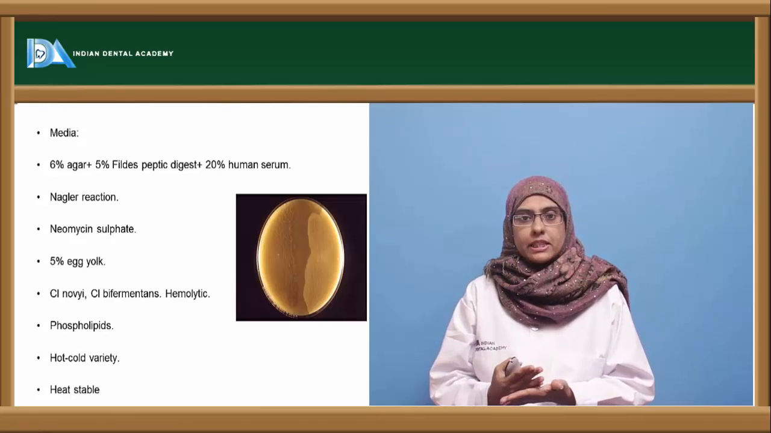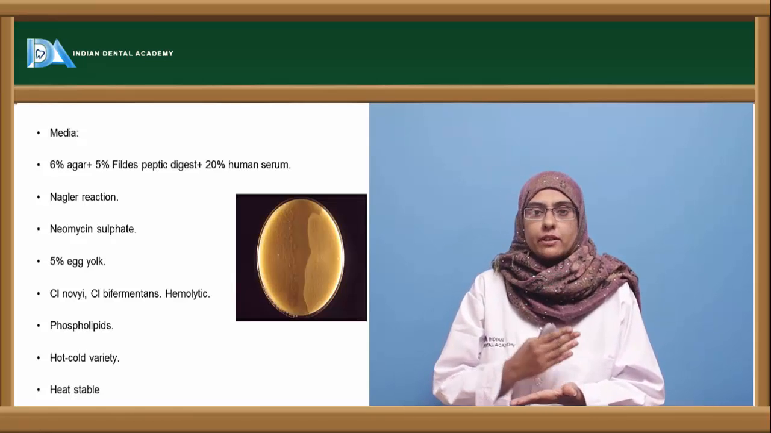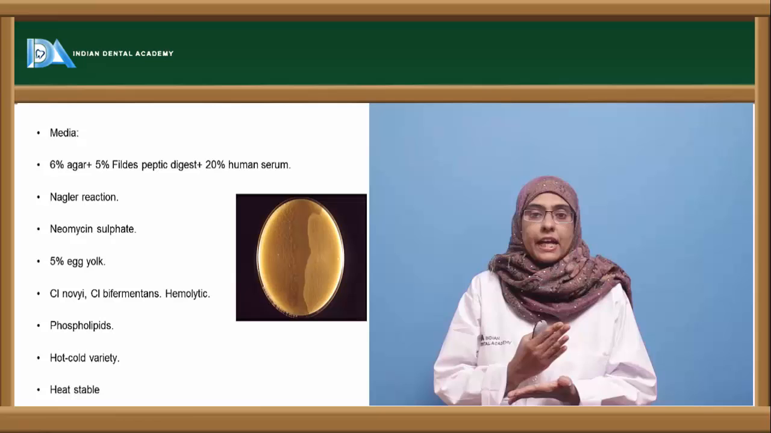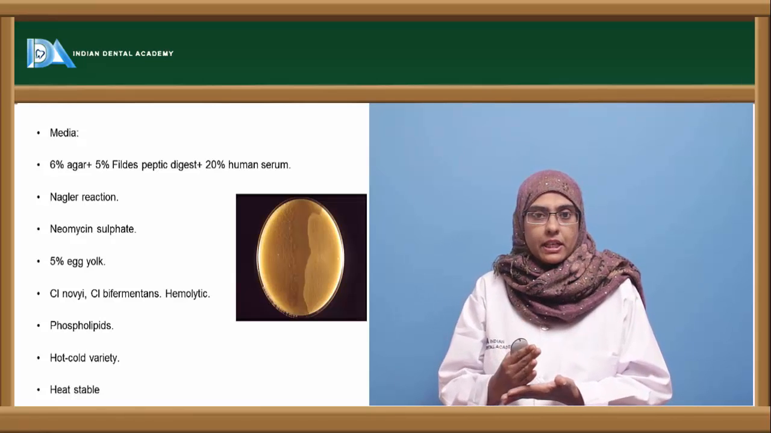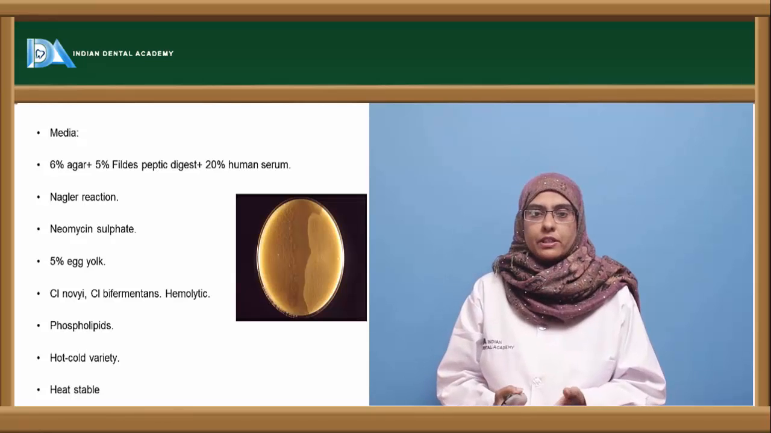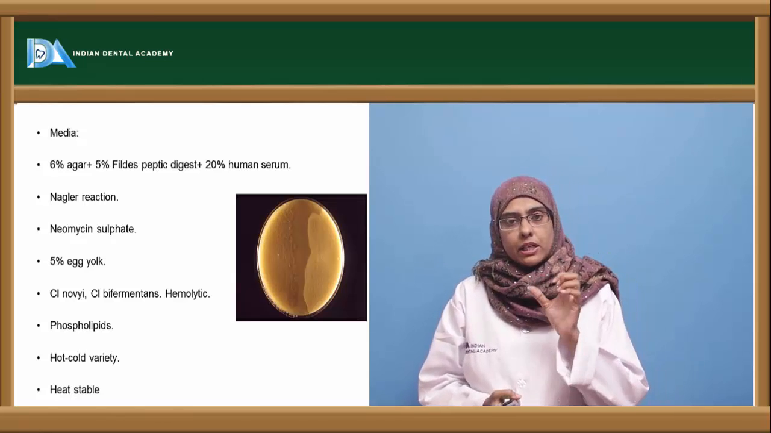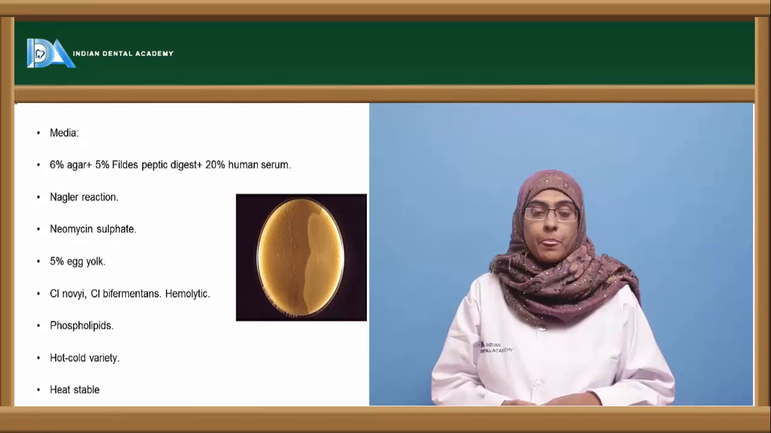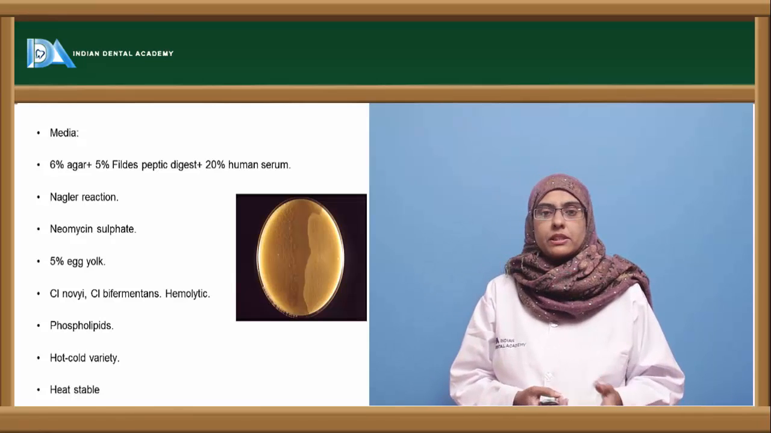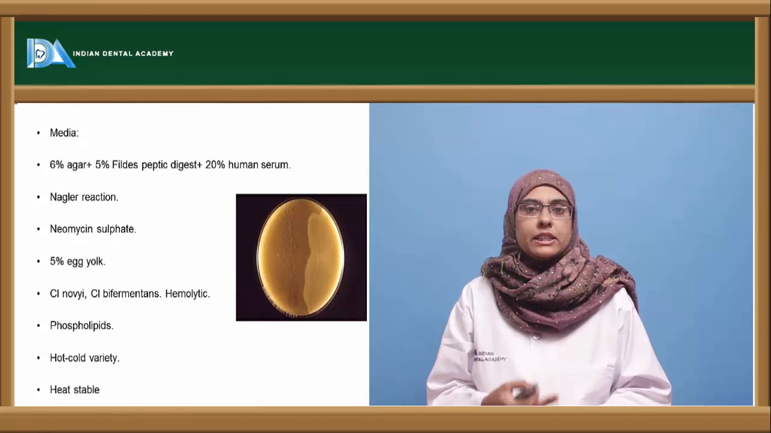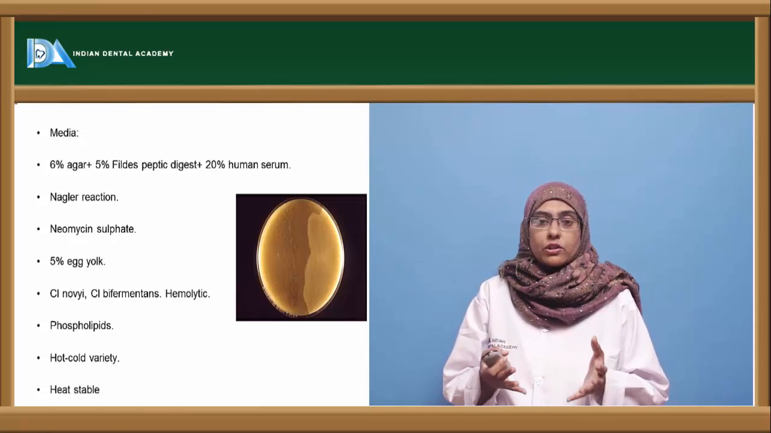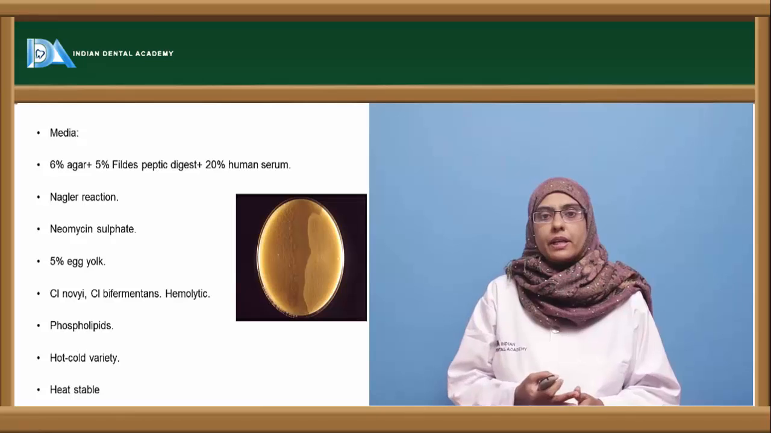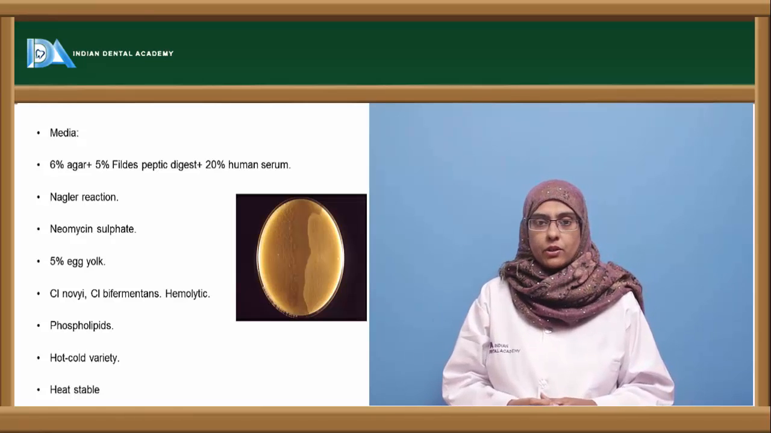Now, the presence of lecithinase can be seen on the half where no antitoxin has been incorporated. So the presence of opalescence around the colony indicates the production of lecithinase, which is absent in the area where antitoxin has been incorporated. This is called Nagler's reaction, and it is usually used to identify Clostridium perfringens on a cultural media. Apart from 20% human serum, you can replace it with 5% egg yolk, because it is easily available and the cost also comes down. So the opalescence can also be detected on a media substituted with 5% egg yolk.